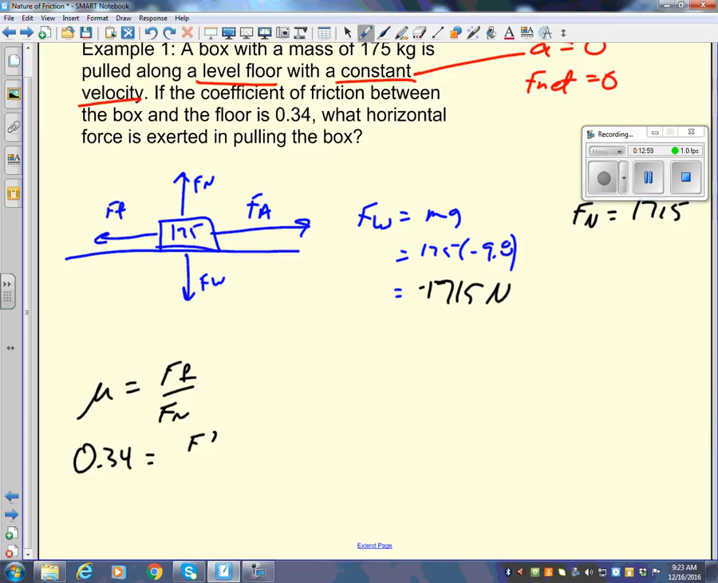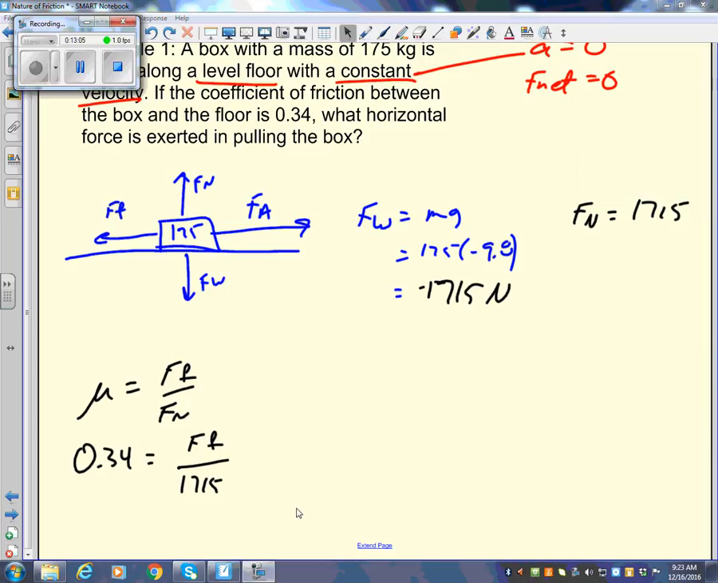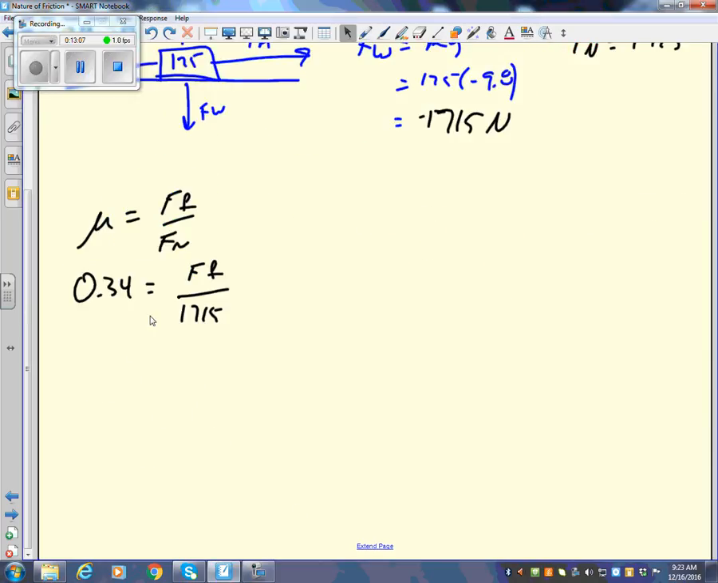0.34 is equal to the friction force over 1715. And by now you can all solve this without any problem whatsoever. How do I solve that? Multiply. That is newtons, yeah. Oh, now I didn't actually mention that.